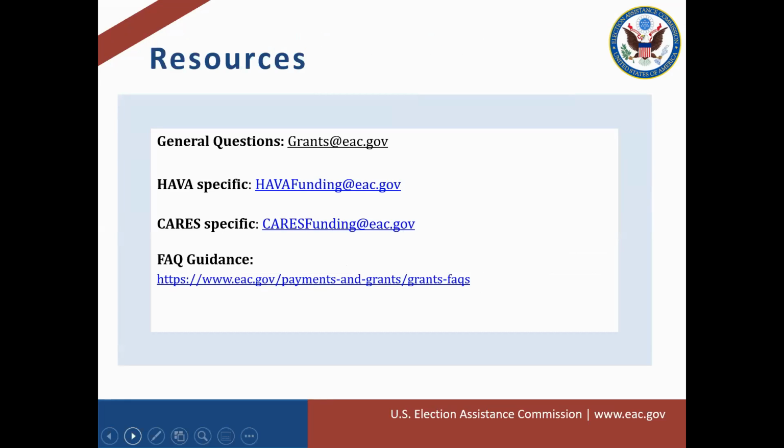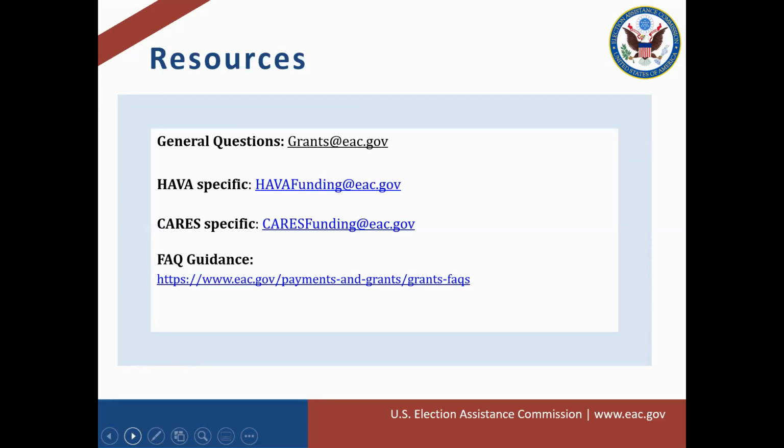So I just want to cover a few of the resources available to you after this training. Of course, we said we will be recording this training and we will be posting it. It will probably be posted next week. For general questions, you can always reach us at grants@eac.gov, but we've also broken out our categories into HAVA specific questions at HAVAfunding@eac.gov and CARES specific stuff at CARESfunding@eac.gov. And many of you have been using that already. What happens there is we're able to triage your question pretty quickly between the team and respond.